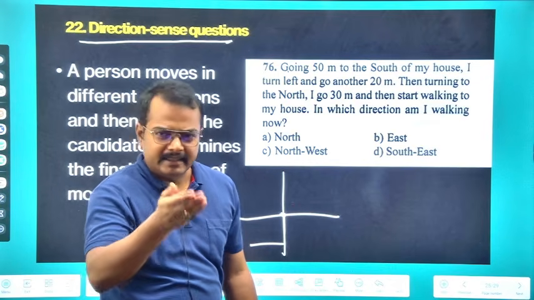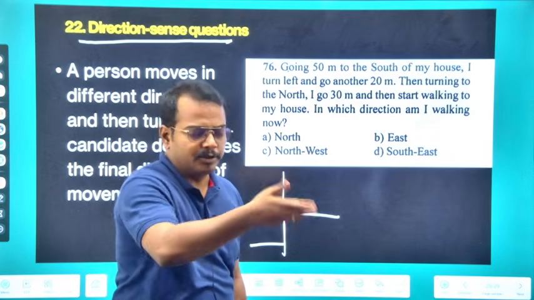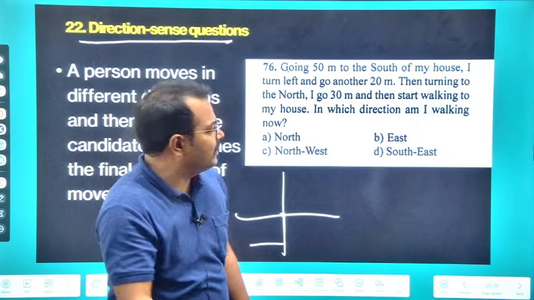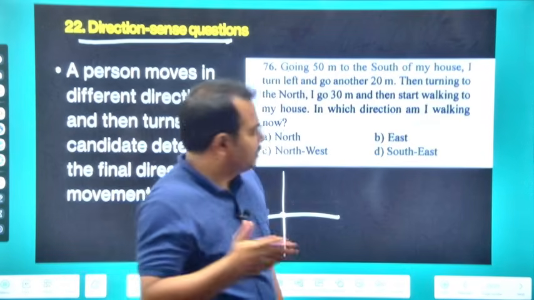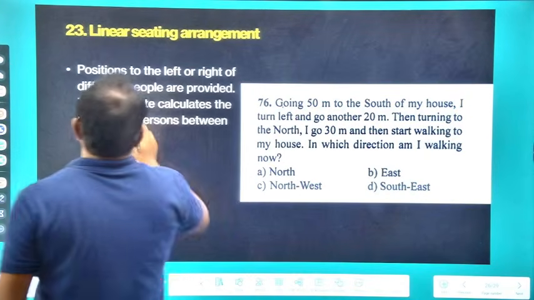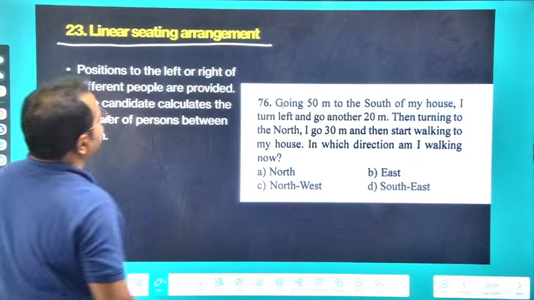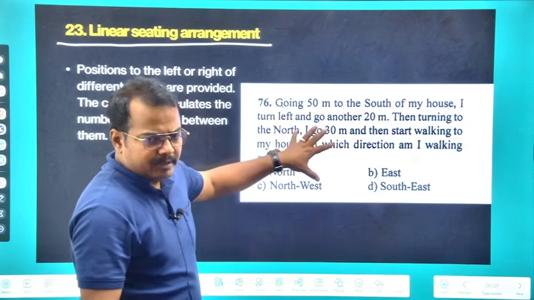Sometimes they can even ask angles, that at what angle this is. Now the question can be tough also, but direction based questions are also getting asked. So question number 76 is basically a direction based question. Then there can be a linear seating arrangement question.